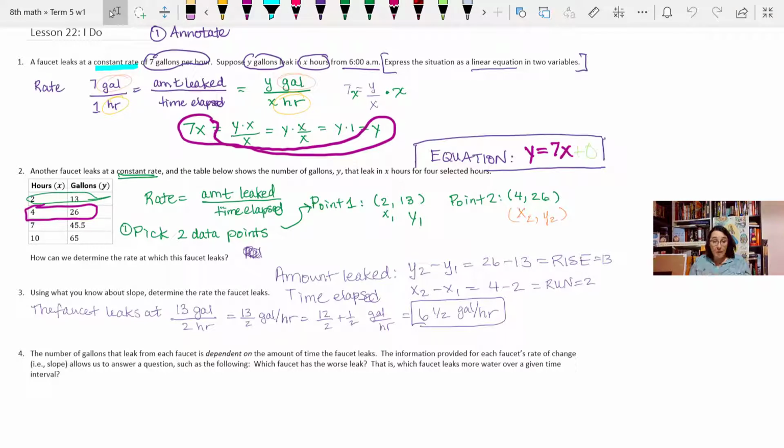And it is not by coincidence that what I did here to find the rate at which the faucet leaks is I pick 2 data points, I compute the slope of the line between them, because that is equal to the constant rate, because it's the average rate of change.